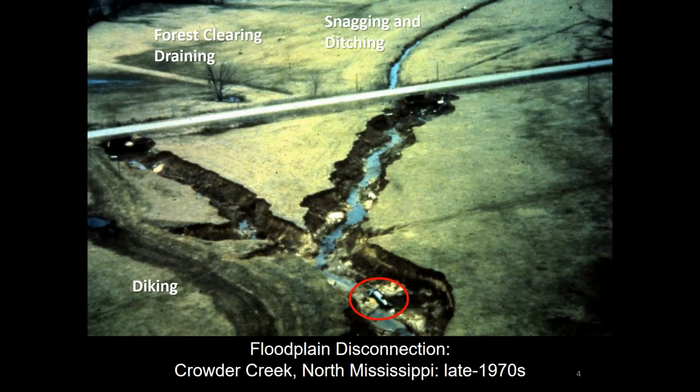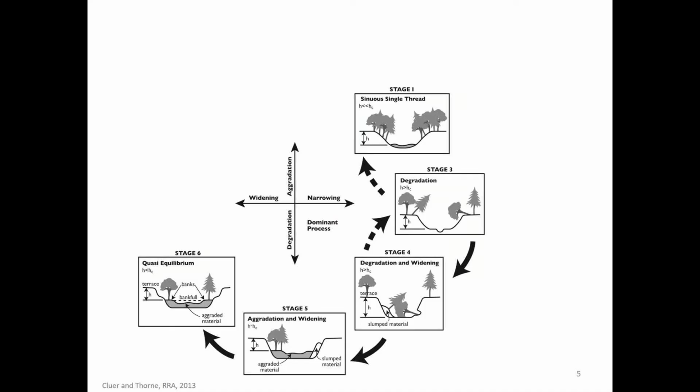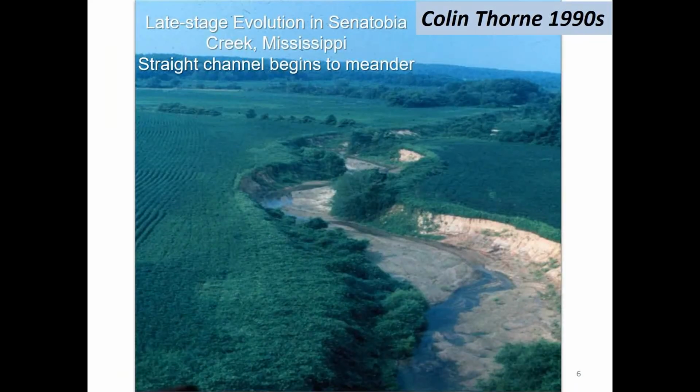And that red circle points out a previous culvert that has been washed away on a previous road crossing. So that's what Colin Thorne and I started with, is those stages. And Colin stayed on and studied these same streams for another decade in Mississippi and found that they continued to evolve beyond what the early channel evolution model predicted, which is not surprising.